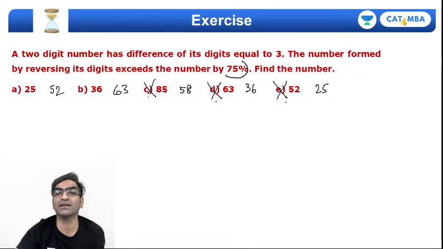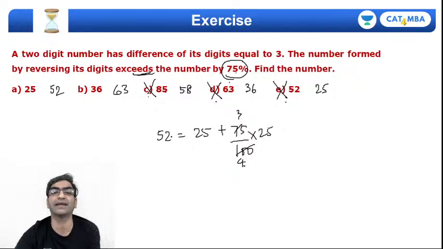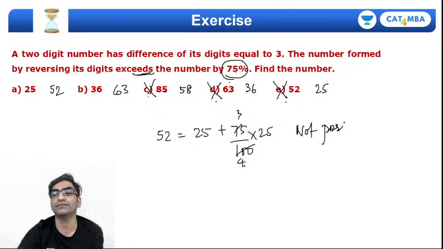So I can check whether they exceed the original number by 75%. Let's see. Is 52 25 plus, exceed है ना, plus हो जाएगा by 75%. So plus 75 upon 100 times 25. Does that add up? 3/4. Okay, no chance. 3/4 तो 25 will be less than 25. तो 25 में 25 से कम कुछ वैल्यू डालेंगे तो डबल थोड़ी हो जाएगा. That is not possible, right?